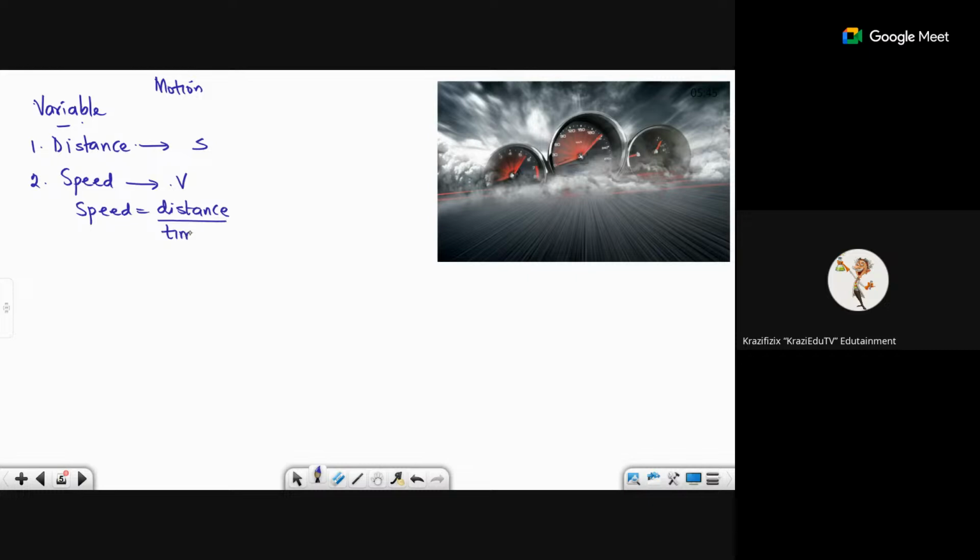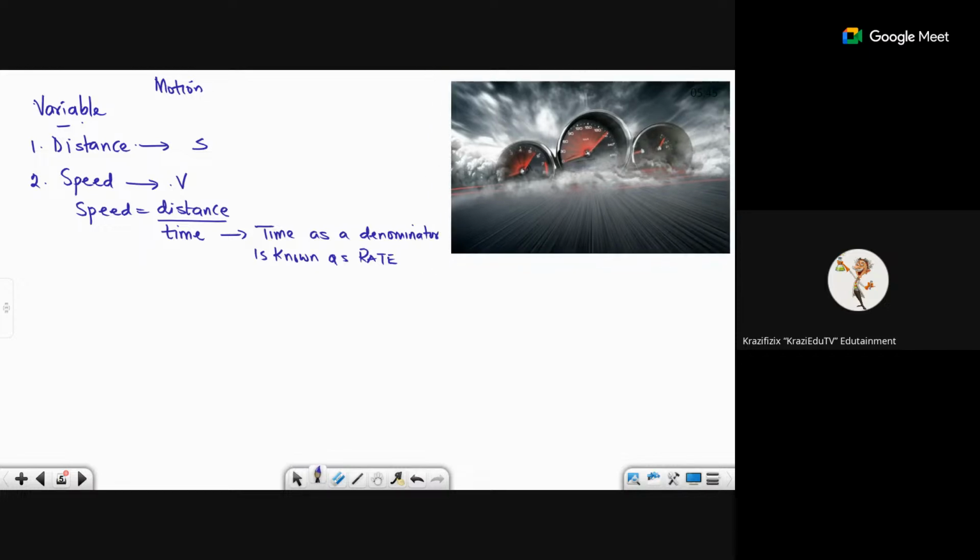Distance over time. Aha. I'm going to tell you something now. Guys, immediately I see time as a denominator. Time as a denominator is known as rate. And every time you see rate, rate means derive with respect to time.